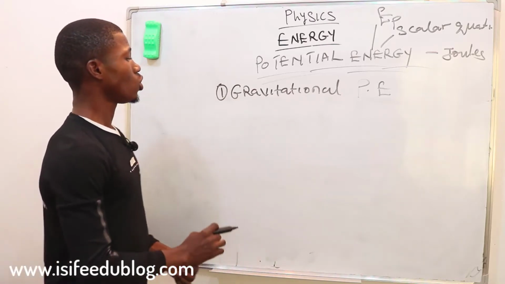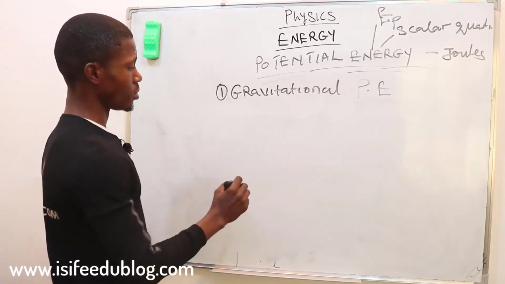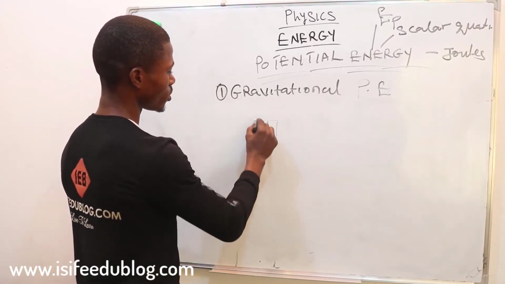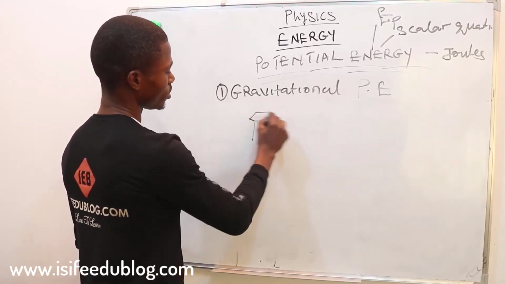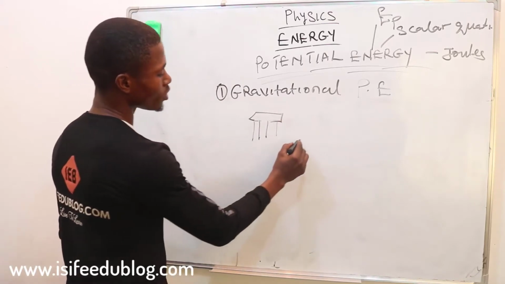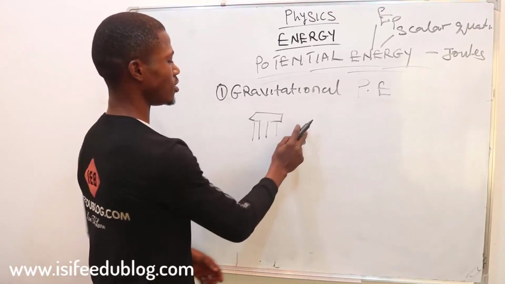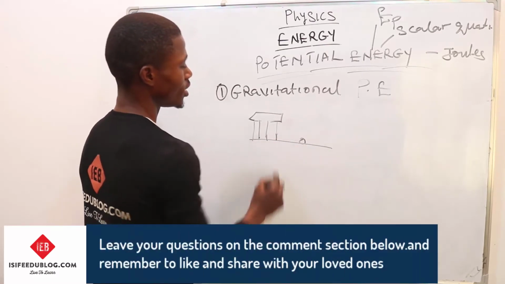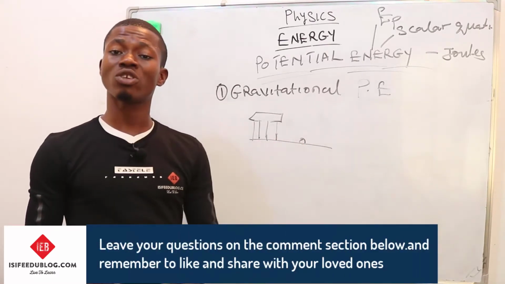Let me give an instance. Let's say this is our table. When we pick up a stone, and this is our ground level, this stone possesses zero potential energy.